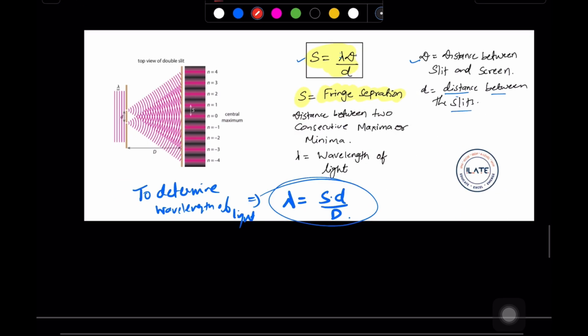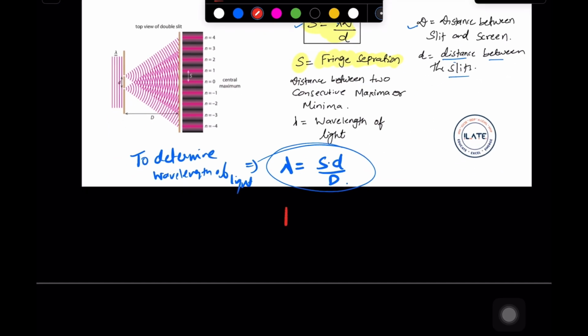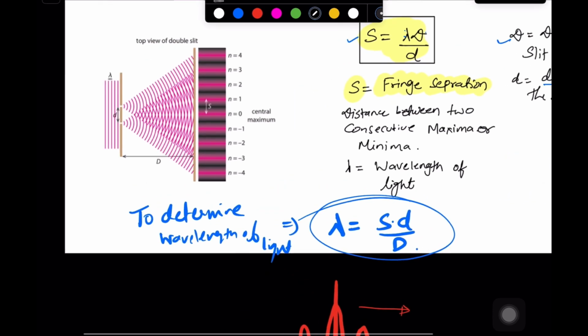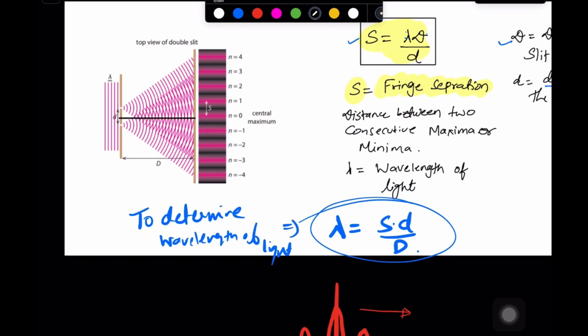One thing I would like to emphasize here is that the intensity of the fringes keeps on decreasing as the waves move further away from the central maxima. The reason is that this is the vertical perpendicular line, so the distance is smaller, and as you move further away, the distance increases, and we know intensity is inversely proportional to the distance squared, the distance from the slit to the screen, because that's a non-perpendicular distance.